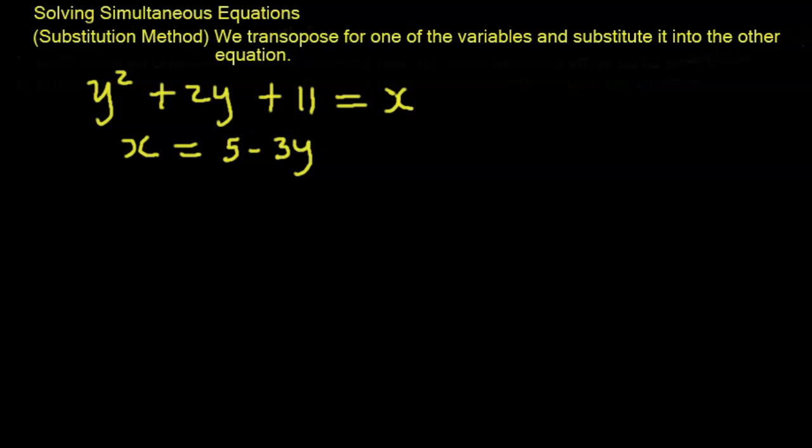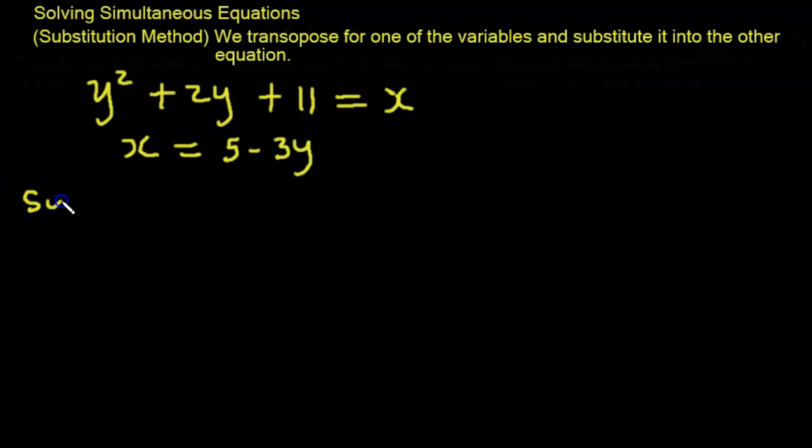So, how do we go about solving these types of equations? Certainly, the elimination method would not work in this case, and therefore it's best solved by transposing for one of the variables and substituting it into the other equation. Now, you will notice that the second equation is already transposed, x equal to 5 minus 3y. So we just need to substitute it.